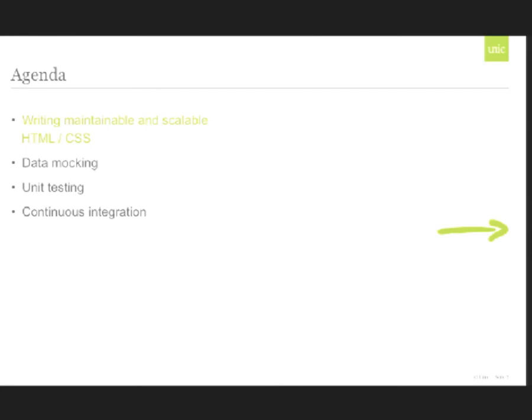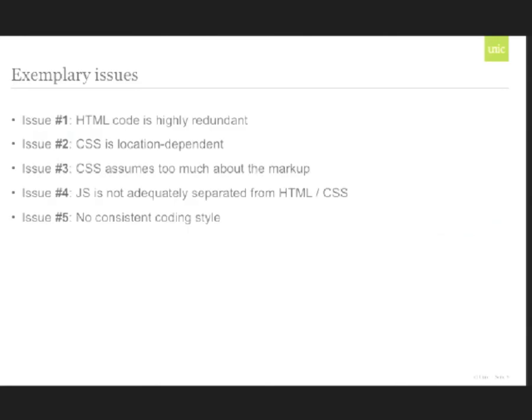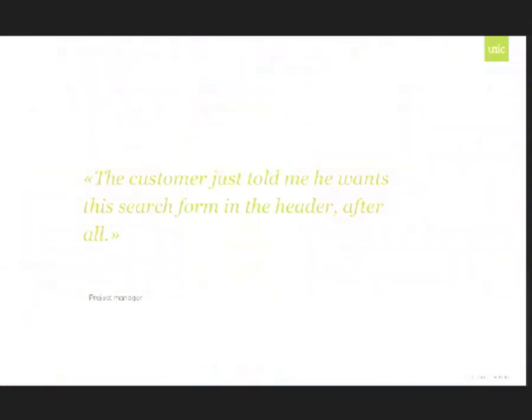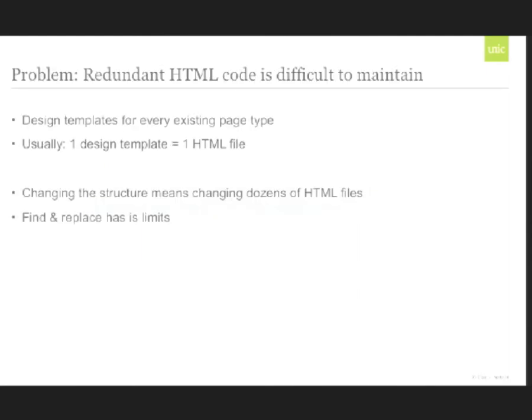Now, my part will be about writing maintainable and scalable HTML and CSS, while Romy will talk about JavaScript and more complex setup issues. Now I will show you five basic issues we had in the last years. One of them is redundant HTML code. Now you might get something like this. So you already started with your prototype and then something is added.